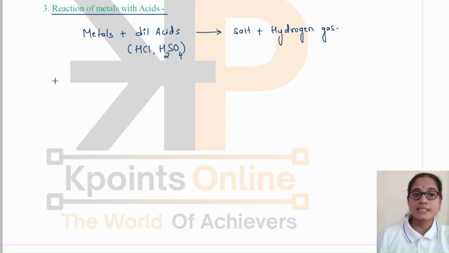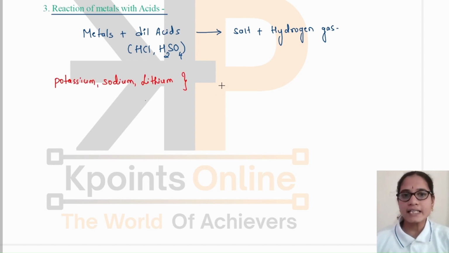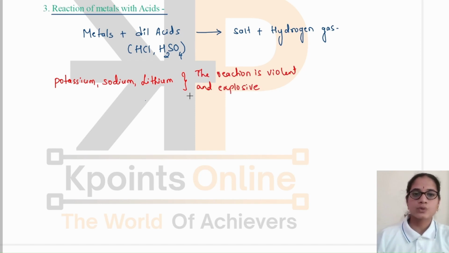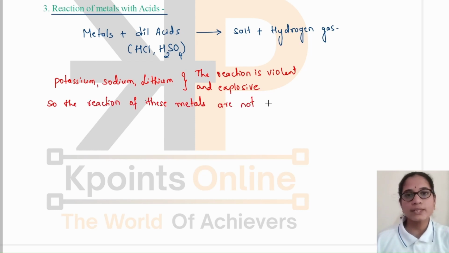The metals potassium, sodium and lithium are highly reactive towards the acids. Once they are put into the acids, the reaction is highly exothermic and very violent. So usually the reaction of these metals with acid is not carried out. The reaction is very violent and explosive.